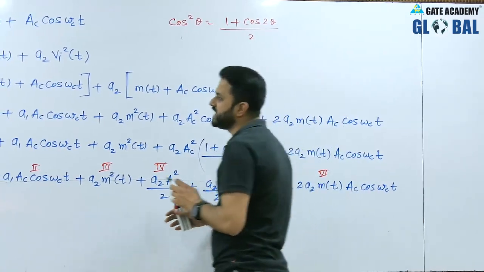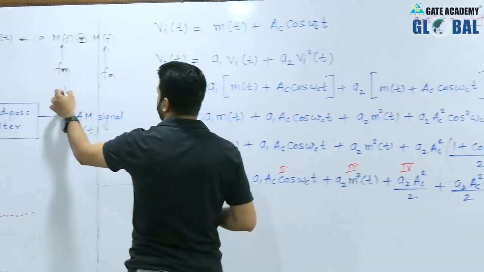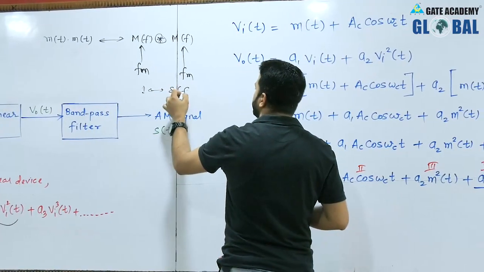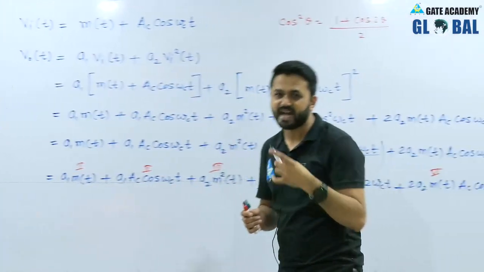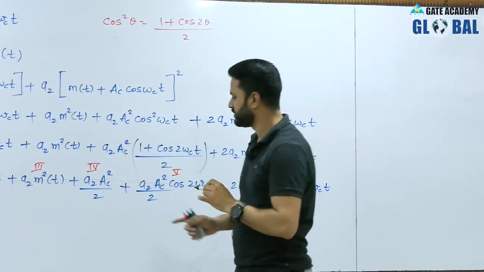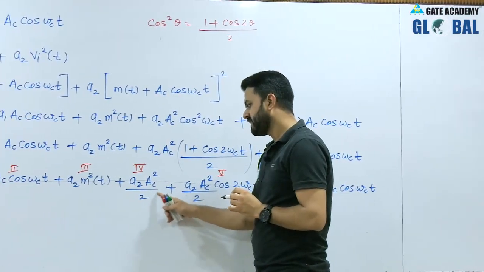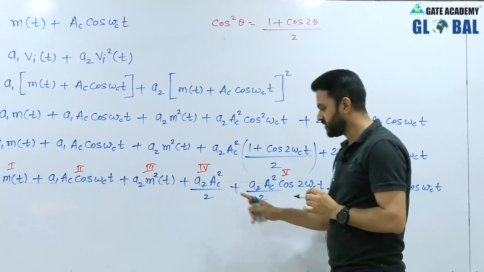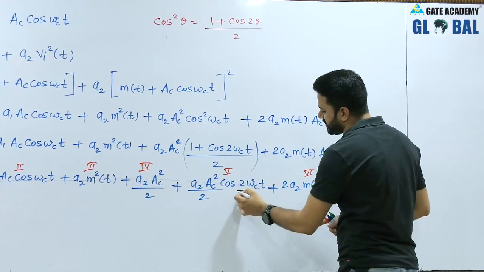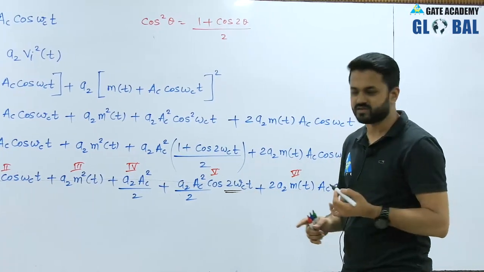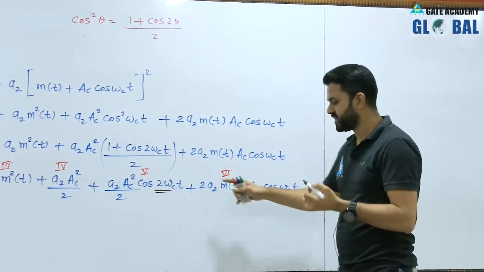So we know that the Fourier transform of 1 is delta f. If you multiply any constant, you will get the impulse of that strength at f equal to 0. So this is also an impulse at f equal to 0. And this is the cosine term, which has only the 2fc term, that is, carrier frequency at 2fc.